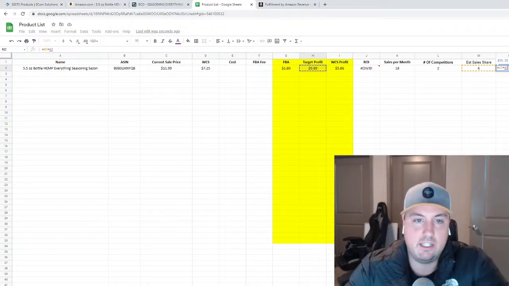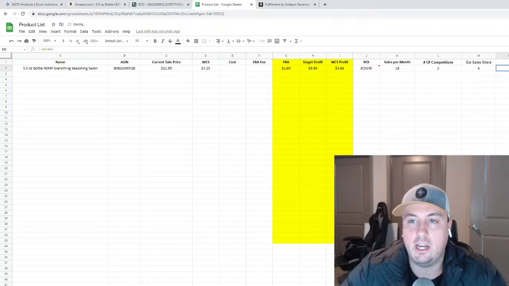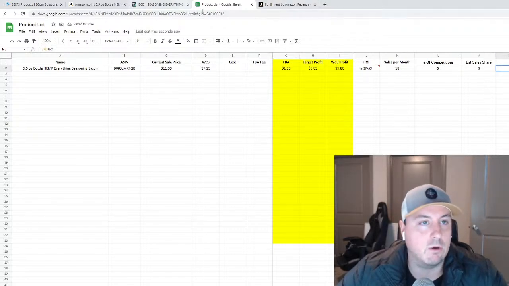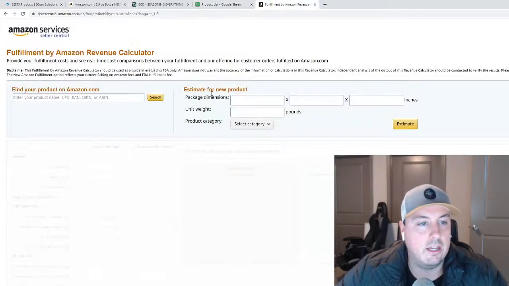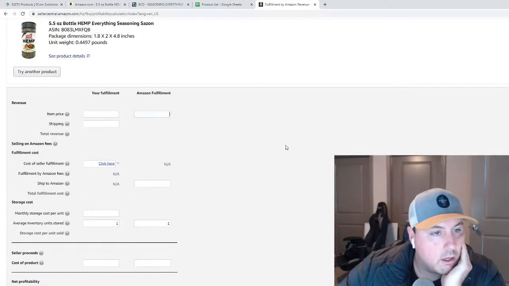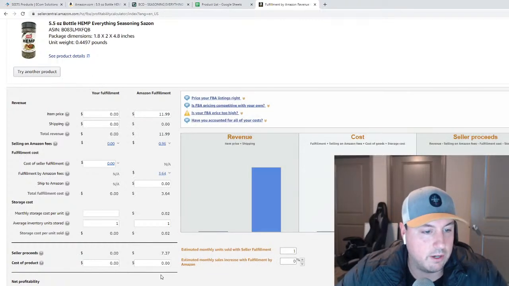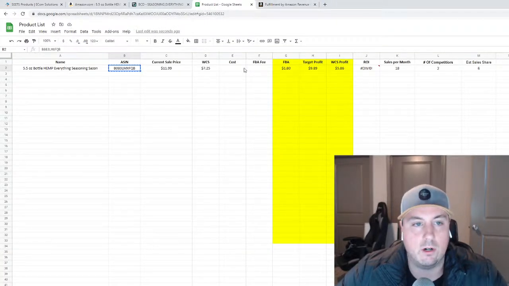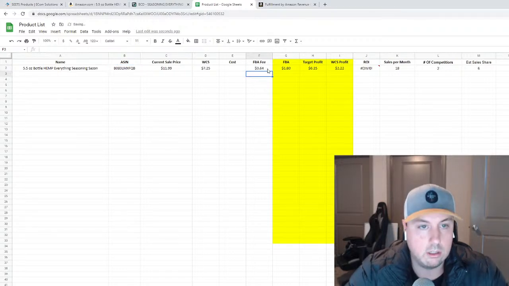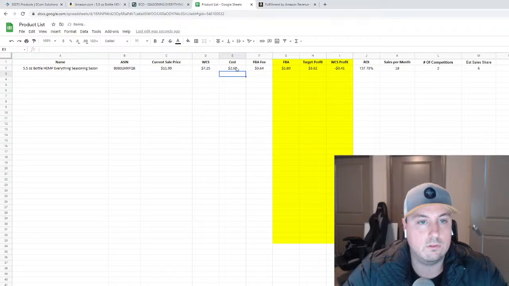and obviously the potential profit of $9.89 is not right because I don't have my FBA fee in there yet. But anyway, for my FBA fee, I'm going to go to the Amazon revenue calculator. And the item price was $11.99. Here, I'll just put this. I don't even need to put a cost in there right now. I'm only looking at this number here, the total fulfillment cost. So $3.64. And then the product cost was $2.63.